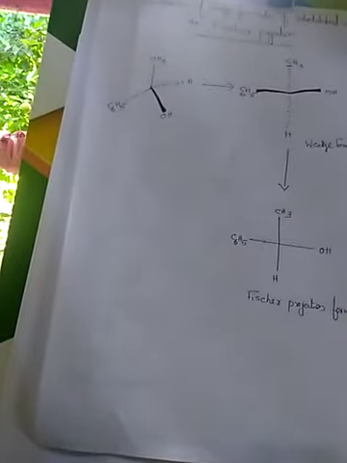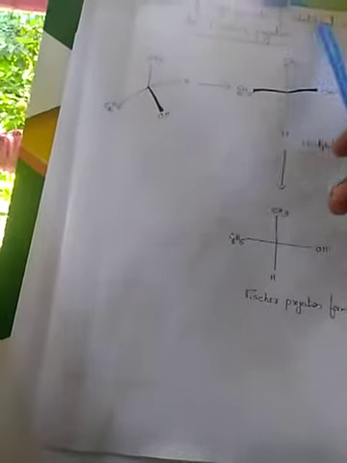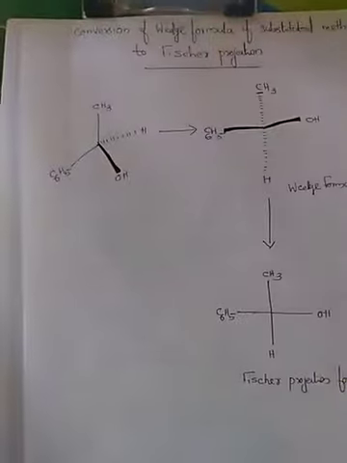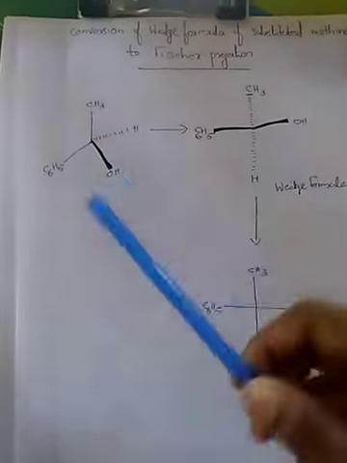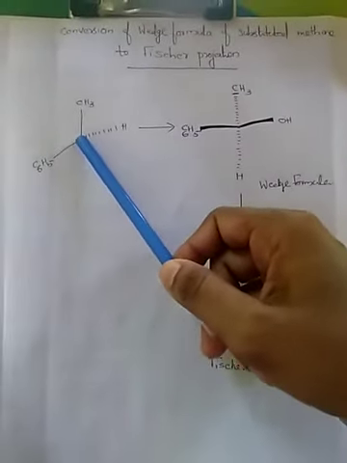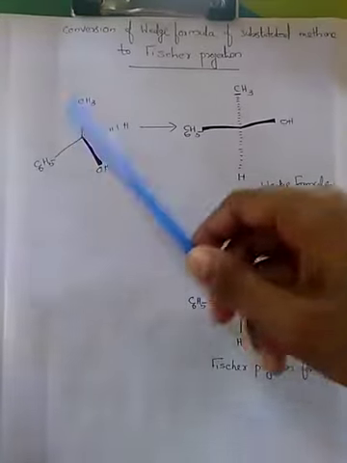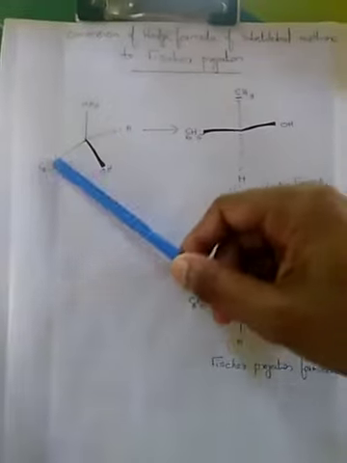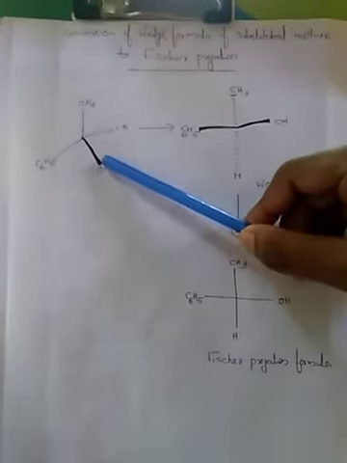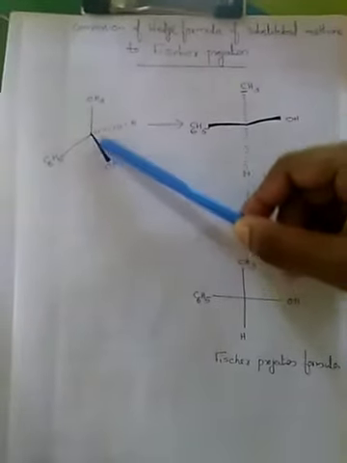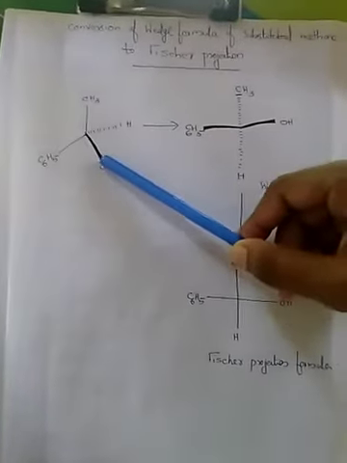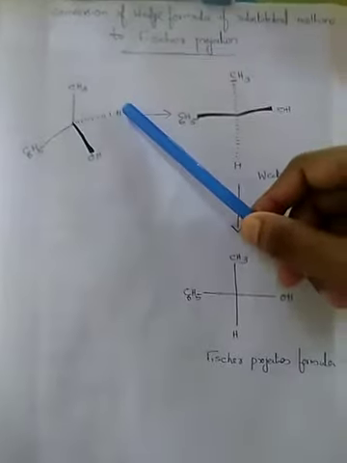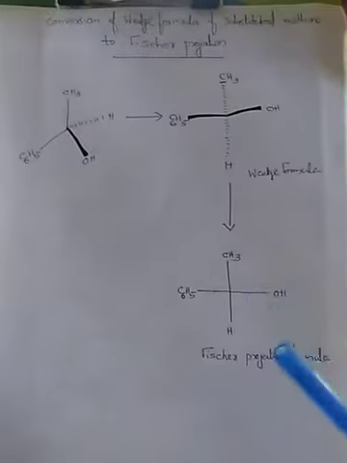Then conversion of Wedge formula of substituted methane into Fischer projection. So this is the substituted methane. This is the central asymmetric carbon atom. There are three kinds of bonds. This is the symbol line, which represents the bond in the plane of the paper. Then the dark thickened line represents the groups which are pointed towards us, and this dotted line represents the bonds which are pointed away from us.